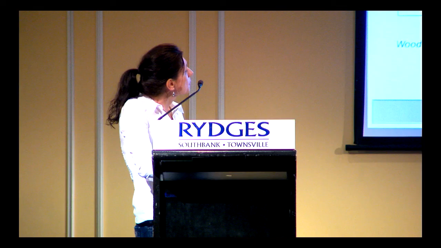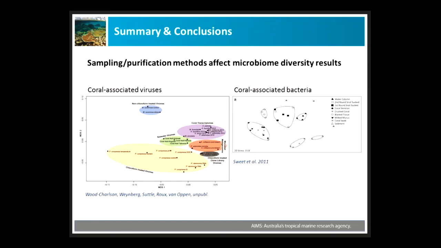Here on the left-hand side is an MDS plot of coral viral populations from studies where different methods were used. Basically, the viral populations cluster based on the method of isolation. On the right-hand side is a published study by Sweet et al., where he isolated bacteria from different parts of the coral and also using different methods. Again, you see a very strong clustering based on the method and the part of the coral used. So it makes it very hard to make comparisons between studies, and that's an area we really need to work on. So I'll leave it at this. Thank you very much.